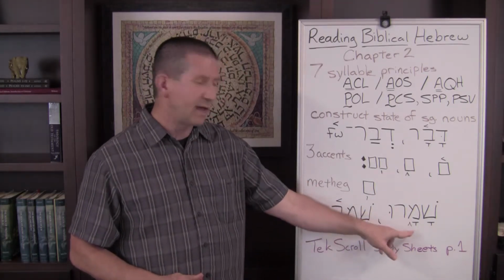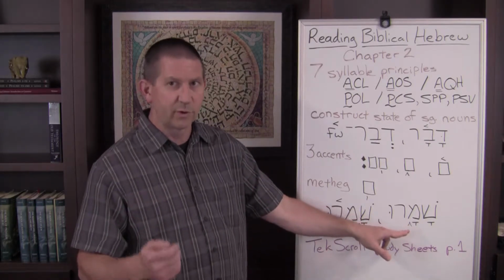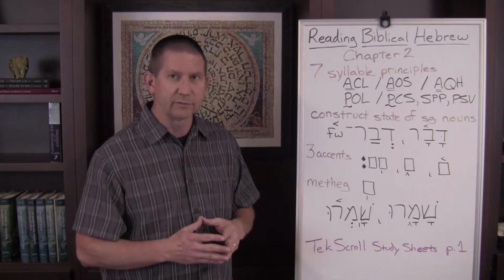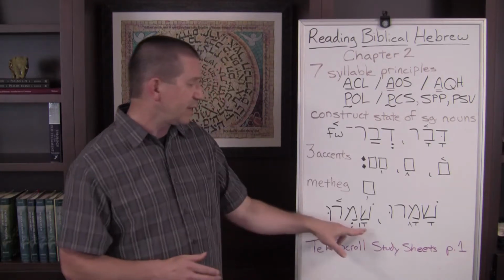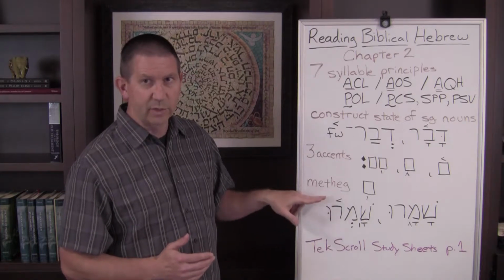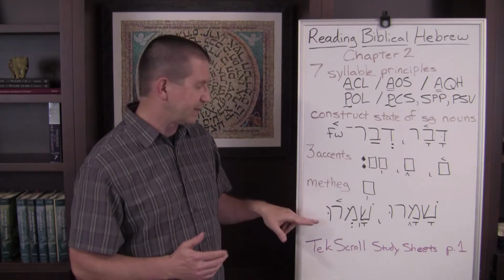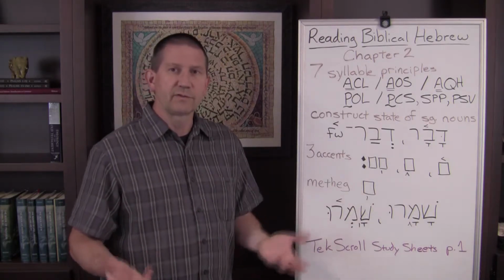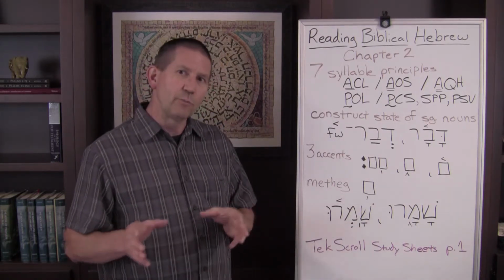We have an atnach telling us this is a pausal form, a heavy accent, and that's the reason why we have this long vowel under the mem. Here we have shamaru, and we have a regular accent, what we call a contextual accent down here at the end. If we didn't have this method, we might start to think, is that shomru?